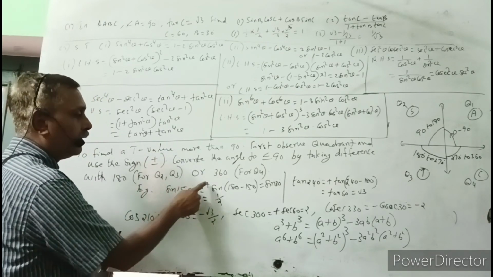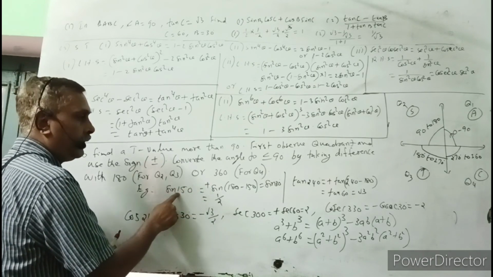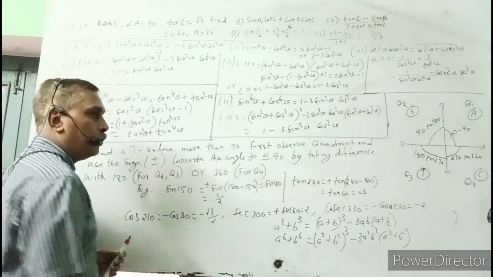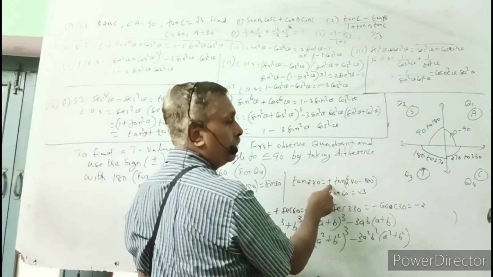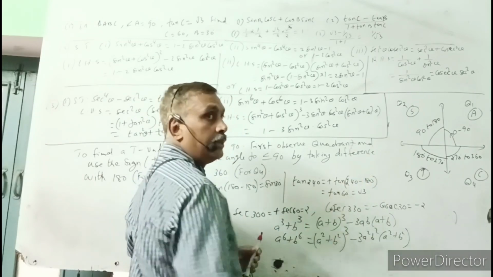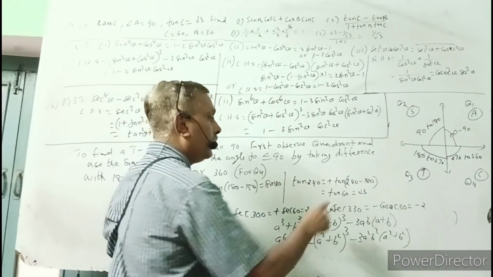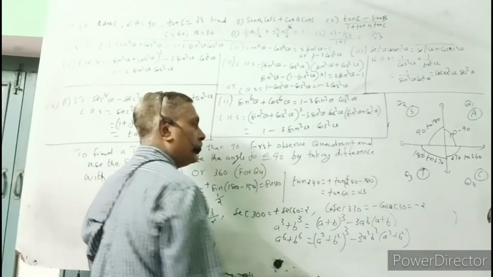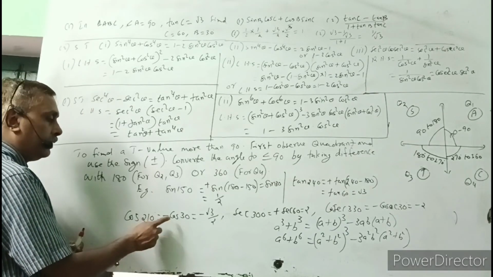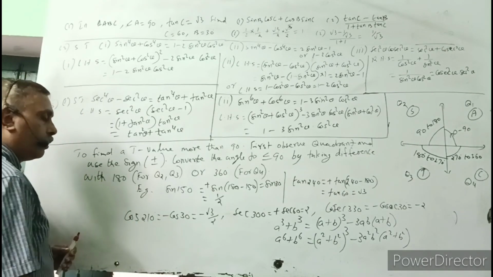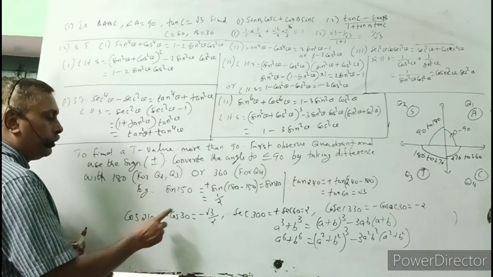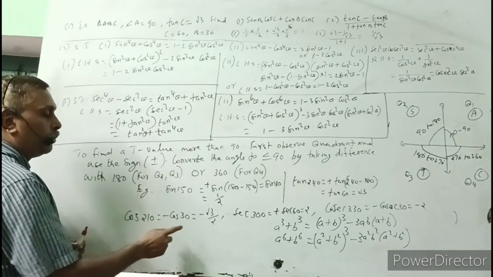Sine 150, second quadrant, plus symbol. 180 minus 150 remains 30, so sine 30 is plus 1 by 2. Tan 240, plus symbol, quadrant number 3. 240 minus 180, for quadrant number 3 you find the difference with 180, so it is 60 degrees, tan 60 is root 3. Now cos 210, for the third quadrant the sign is negative, given because of the quadrant. 210 minus 180 is 30, so cos 30 is minus root 3 by 2.